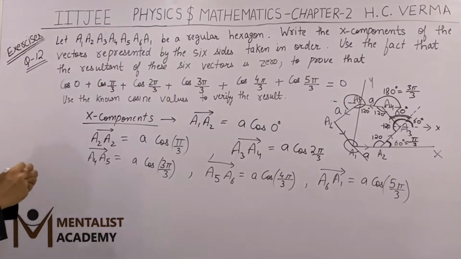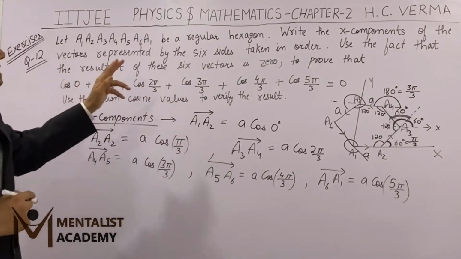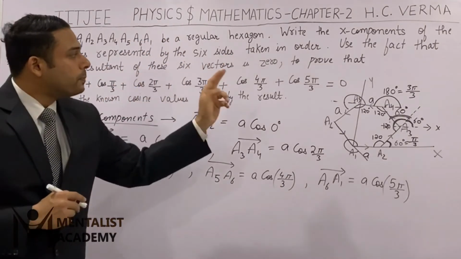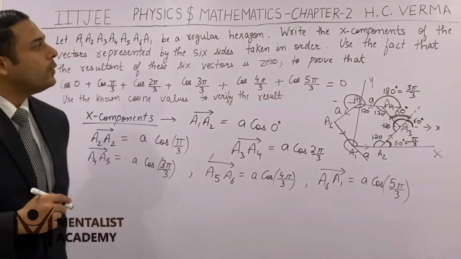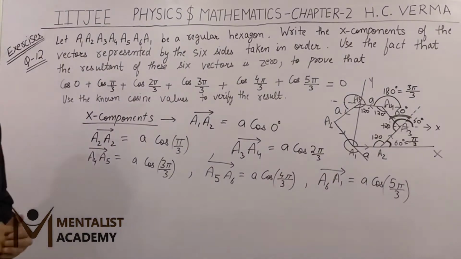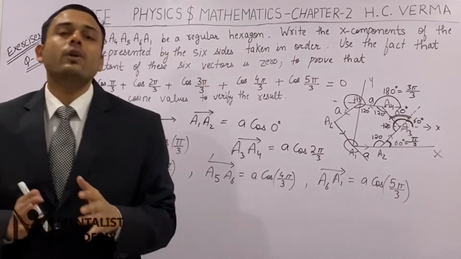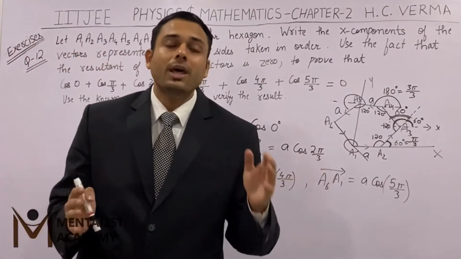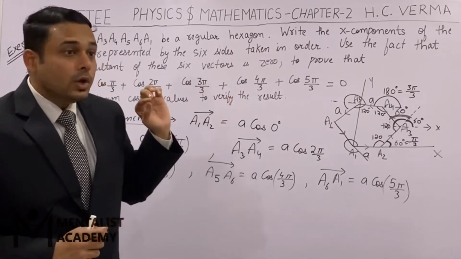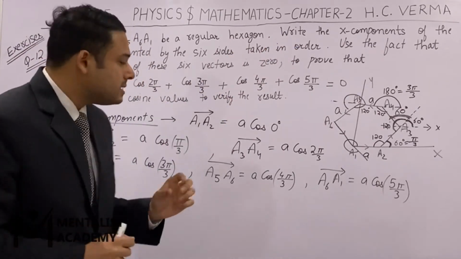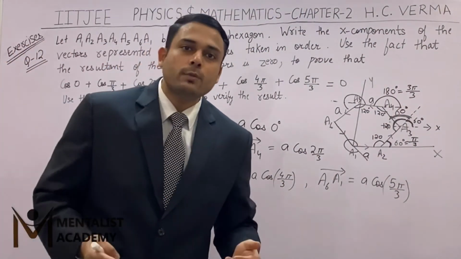So now in the next part they are asking: use the fact that the resultant of these 6 vectors is 0 to prove that cos 0 plus cos pi by 3 plus cos 2 pi by 3 and so on equal to 0. हमें ये पता है कि ये जितने भी वेक्टर्स हैं इनका ओवरऑल रिजल्टेंट यानी इनका समेशन ओवरऑल 0 वेक्टर यानी एक नल वेक्टर आएगा. हमें ये गिवन है, it is a fact. तो what we can say is that the sum of individual components would also be equal to 0.